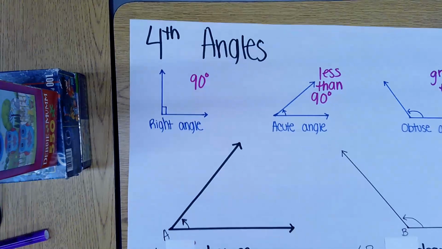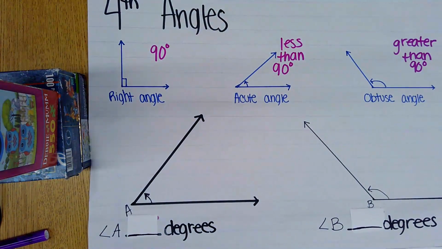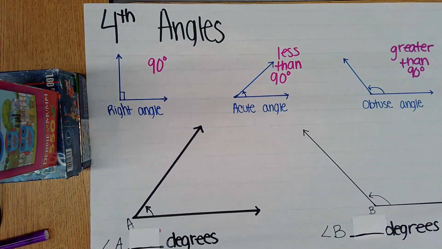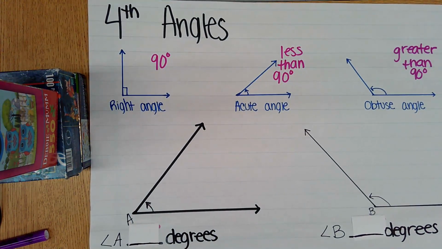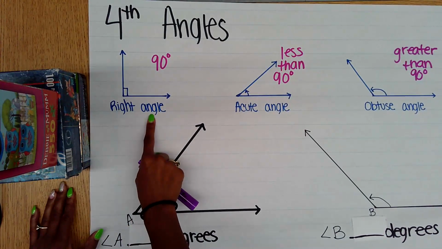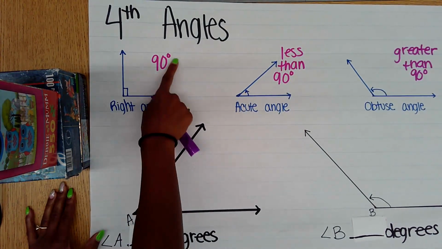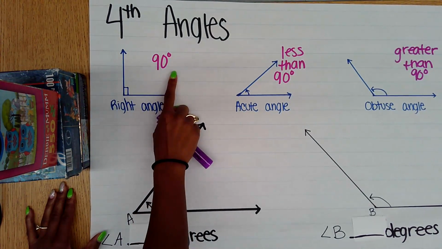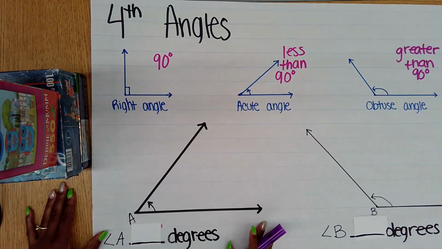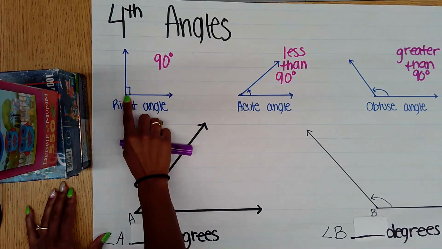When we start talking about angles, we first start by classifying them based on their measurements. So there are 3 major types of angles. Our first angle is a right angle. A right angle is exactly 90 degrees. It is a corner. We teach students to look for these clue marks.